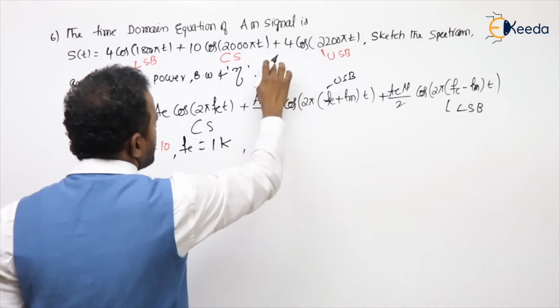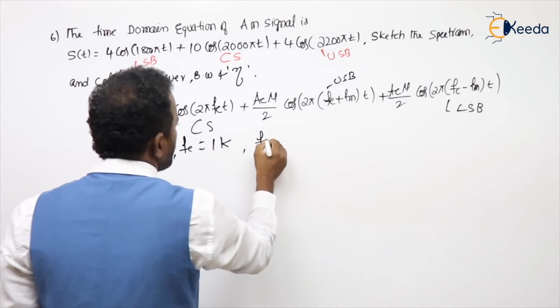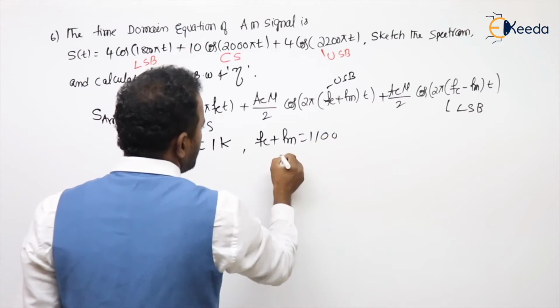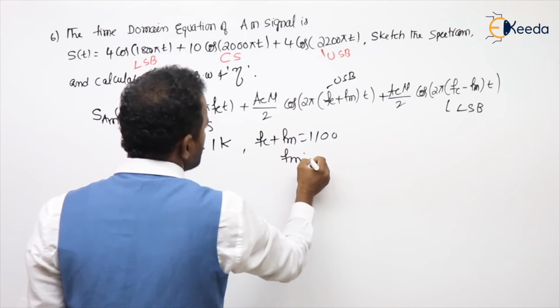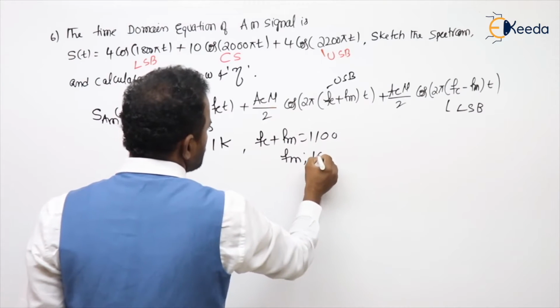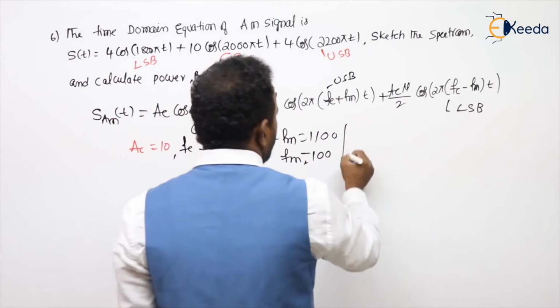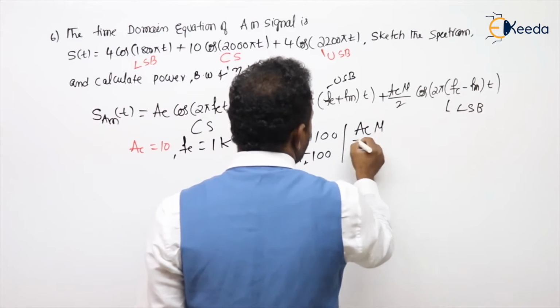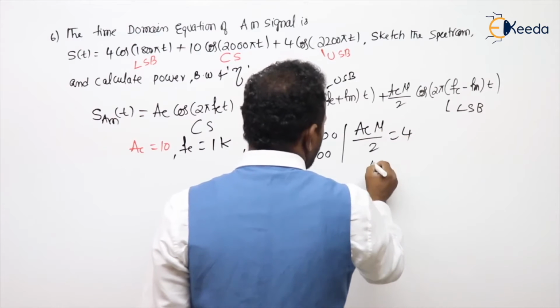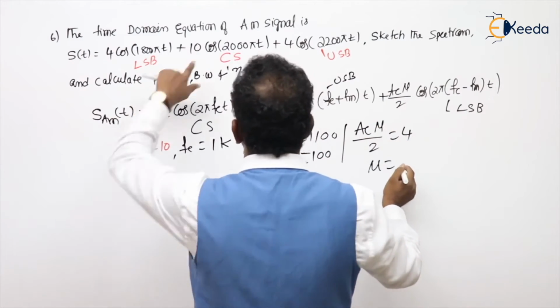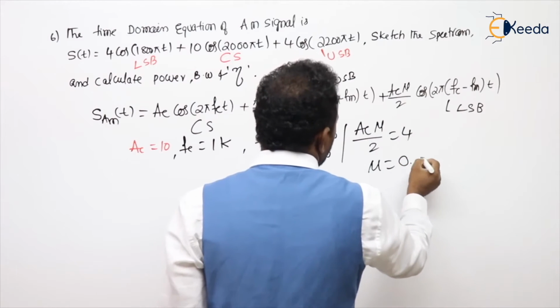Then compare any upper sideband or lower sideband. If we compare the upper sideband, FC plus FM is 1100. Then what is the FM value? 1100 minus 1000, that is 100. Next, compare the amplitude. AC mu by 2 value is given 4. Then mu value is 8 by AC. AC value is given 10. 8 by 10 means 0.8.